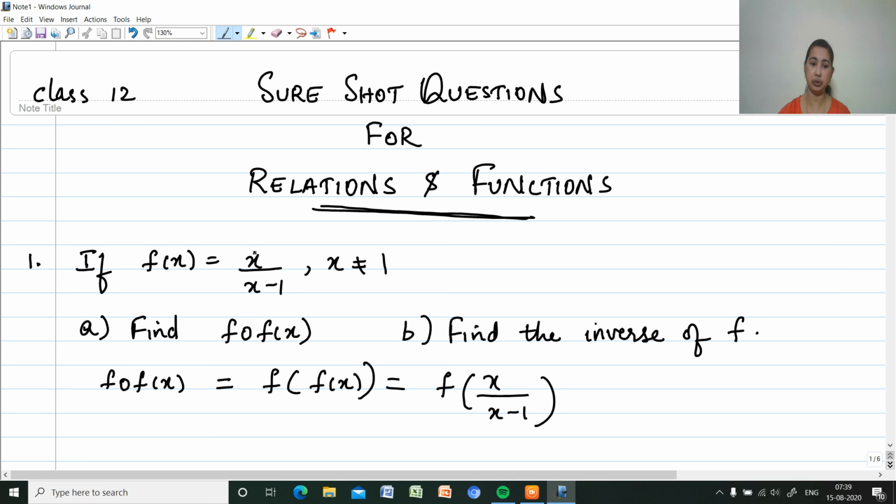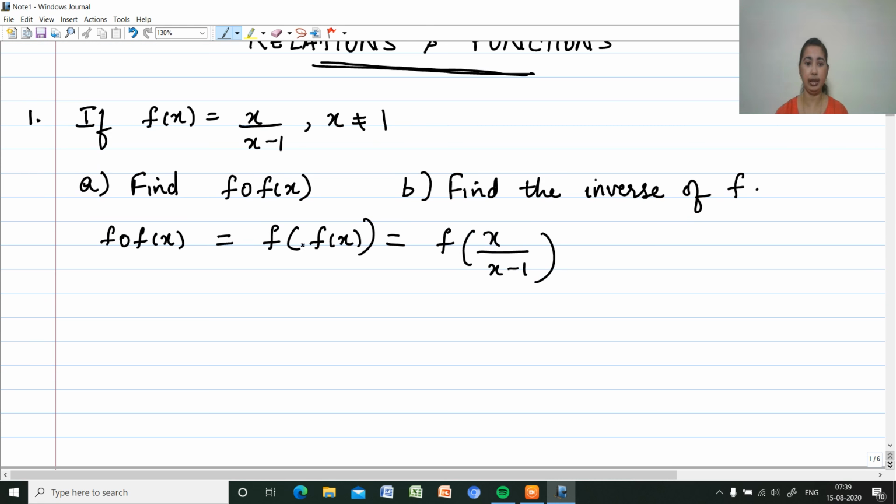So we need to substitute where all x is there in f of x, I need to substitute x by x minus 1. So I'll get this is equal to, instead of x I'm putting x by x minus 1, because f of x is x by x minus 1. So it becomes x by x minus 1 divided by, here also one x is there, so x by x minus 1, minus 1.